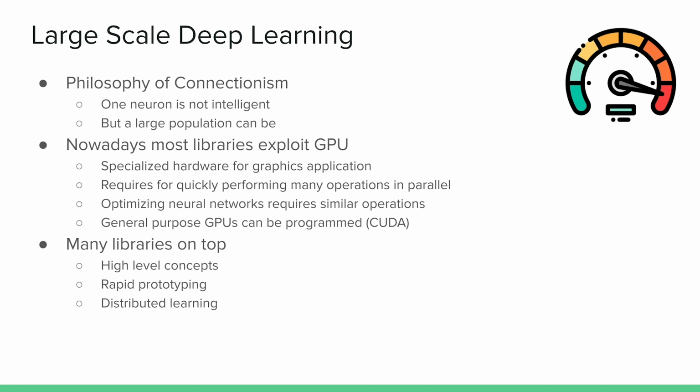And nowadays, most libraries exploit the graphical processing unit, your graphics card, to perform operations in parallel because they're specialized for running many parallel computations at the same time. If you have a matrix multiplication that should be repeated over and over again, graphics cards are excellent at doing exactly that. That's why general purpose graphic processing units are often programmable with CUDA, and deep learning frameworks heavily make use of this to speed up training of your neural networks.